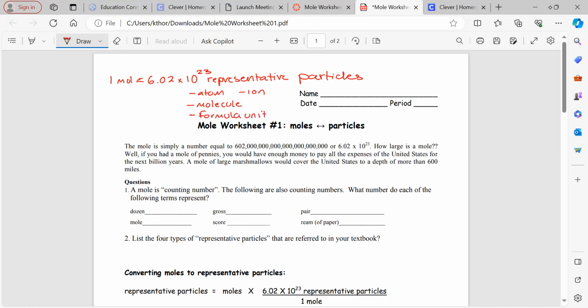Now, to be clear, an atom is anything that you can find on the periodic table. Hydrogen, oxygen, uranium, neon, all those various elements, all 118. An ion is any of those with a charge, a positive charge or a negative charge. A molecule is multiple atoms, but all non-metals. A formula unit is between a metal and a non-metal.